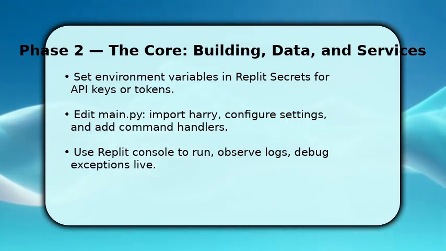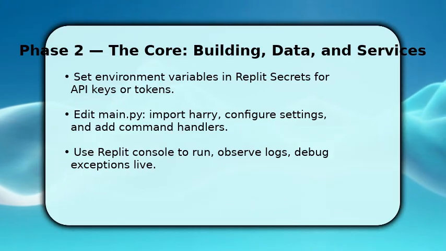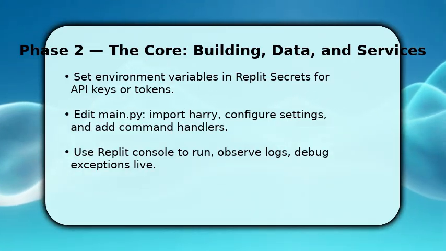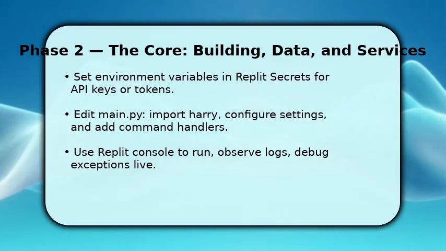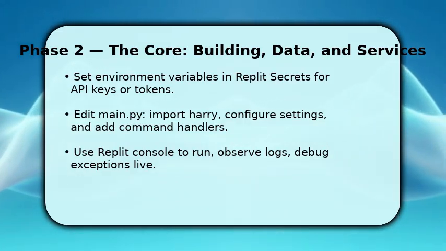After wiring, run the app in the Replit console, watch logs, and exercise core flows. If errors appear, read stack traces, add prints or breakpoints, and iterate until core features behave as expected.